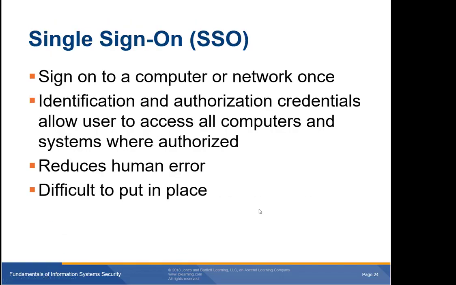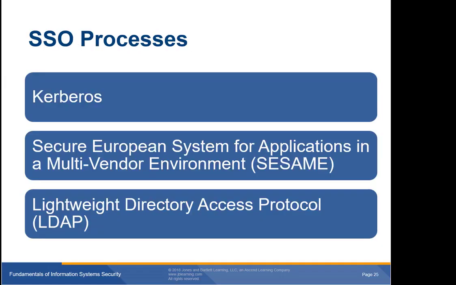A single sign-on strategy allows users to sign on to a computer or network once and have their identification and authorization credentials allow them into all computers and systems where they are authorized. They don't need to enter multiple user IDs or passwords. SSO reduces human error, which is a major part of system failures. It is highly desirable but difficult to put in place. You can learn about advantages and disadvantages of SSO in your book on page 151. Examples of SSO processes include the Kerberos, SESAME, and LDAP methods. You can learn about each one of these in your book on page 153.